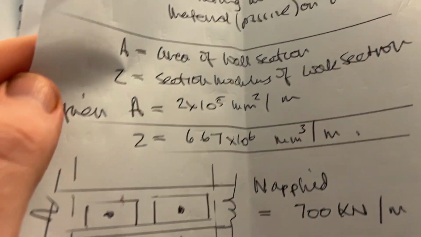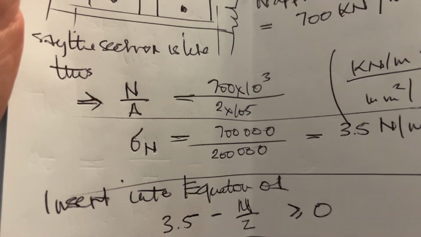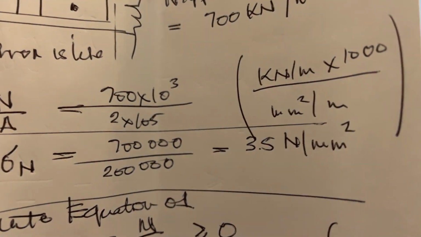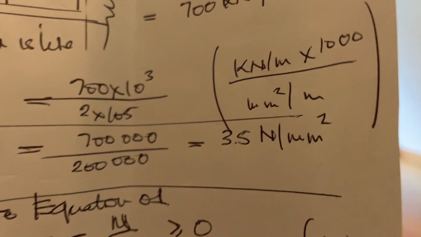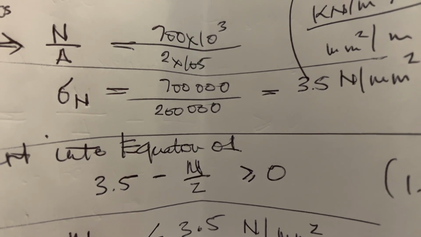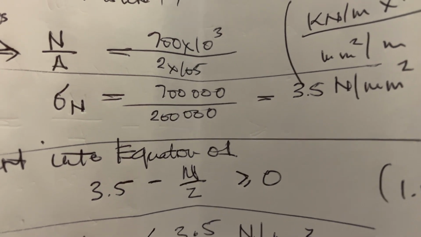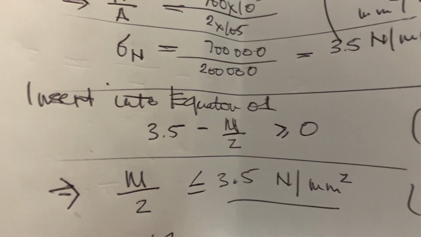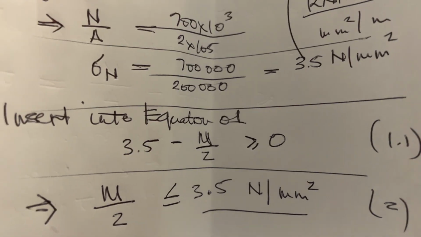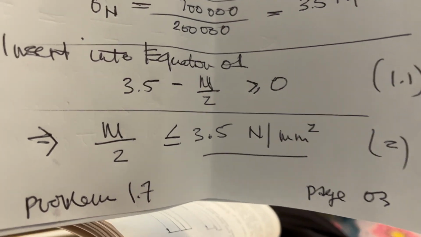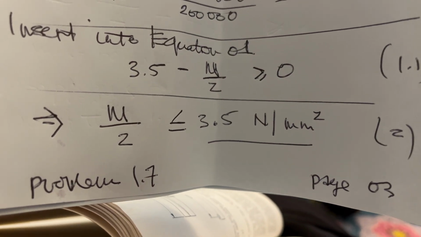So that means in equation 1, N over A equals 700 times 10 to the power of 3 divided by 2 times 10 to the power of 5, in newtons and square millimeters per meter. So sigma N equals 700,000 divided by 200,000 equals 3.5 newtons per millimeter squared. Insert this into equation 1. That means N over A is 3.5, minus M over Z must be equal to or greater than 0. That must mean that M over Z is equal to or less than 3.5 newton per millimeter squared.